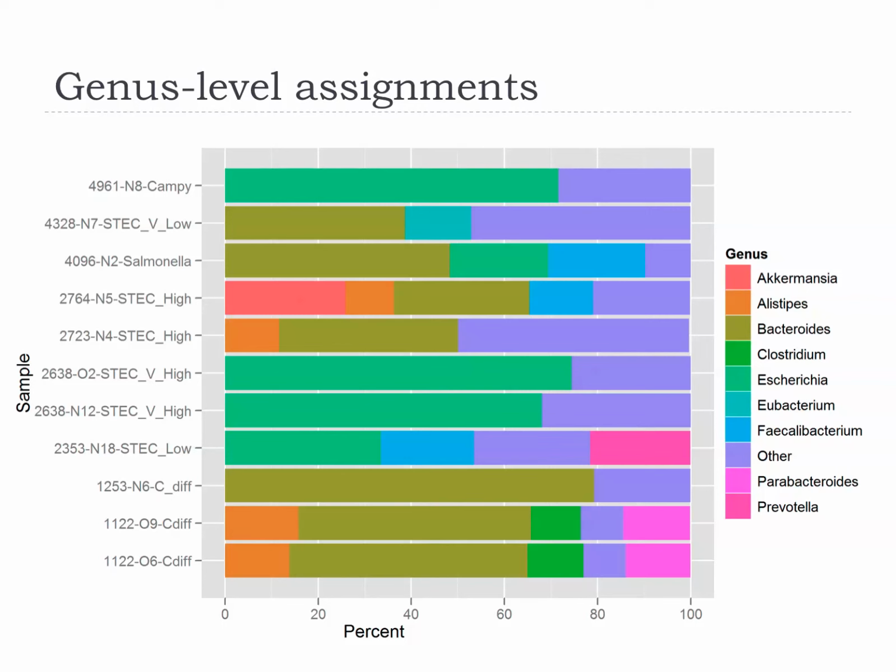But you can see that in the ones that we thought, these are basically samples we were given that from the conventional microbiology had Campylobacter, STEC low amounts, STEC high amounts, very high amounts, and some C. diff, and one with Salmonella. And you can see in the C. diff ones, we do actually find Clostridium here, Clostridium there. So that was kind of nice to see that was the case.